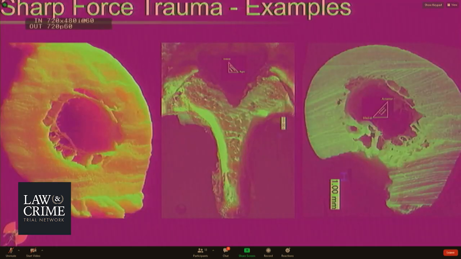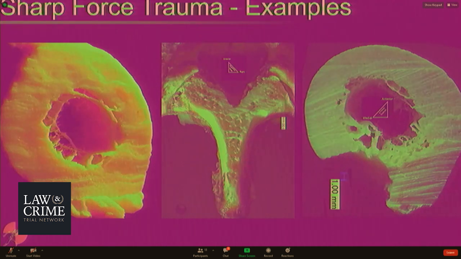Right before we broke, you were showing us examples of sharp force trauma, and I believe you advised that all of these instances were sharp force trauma caused by serration. Is that correct? Yes. And you mentioned ridges. Do you see ridges on this image to the right as well? Yes. So there's striations. Each of those striae marks those lines that are going across the bone demonstrate that there was serrated sharp force trauma used to cut this bone.